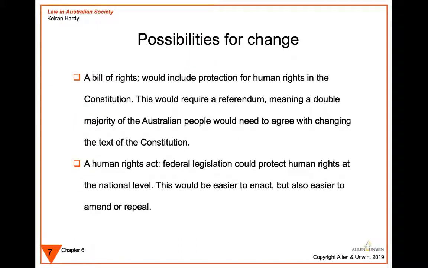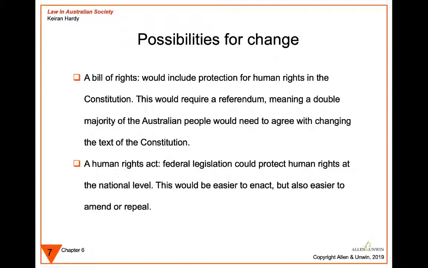There are two main ways that we could provide greater protection for human rights at the national level in Australia. The first would be to insert a Bill of Rights into the Constitution. This would require a referendum, meaning that a double majority of the Australian people would need to agree to changing the text of the Constitution. This would provide very strong protection, but it could be very difficult to achieve.